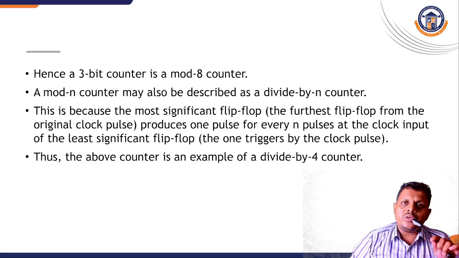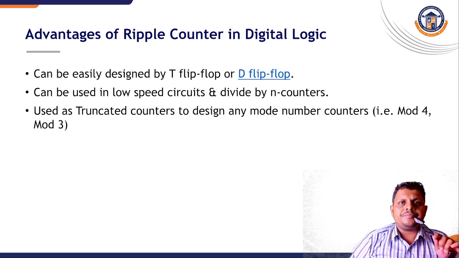A mod n counter may also be described as a divide by n counter. This is because the most significant flip-flop, that is, the flip-flop farthest from the original clock pulse, produces one pulse for every n pulses at the clock input of the least significant flip-flop, which is triggered by the clock pulse. Thus the above counter is an example of a divide by 4 counter.